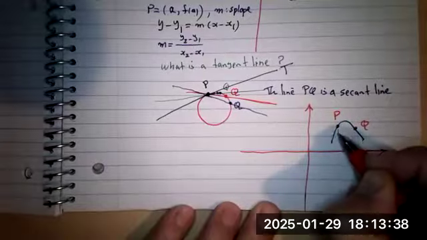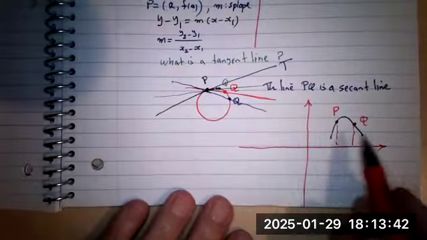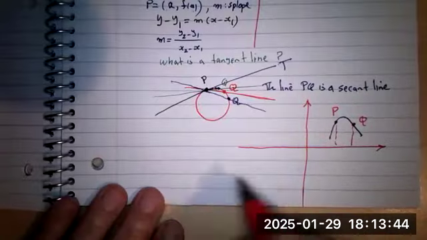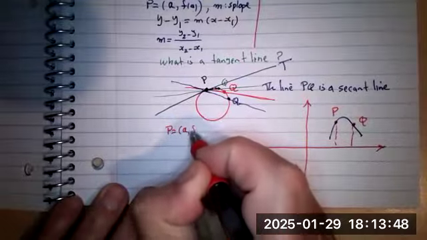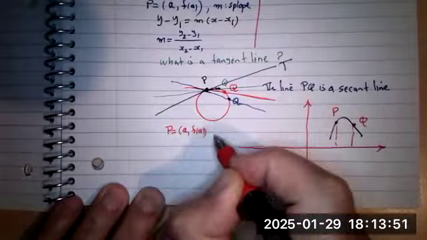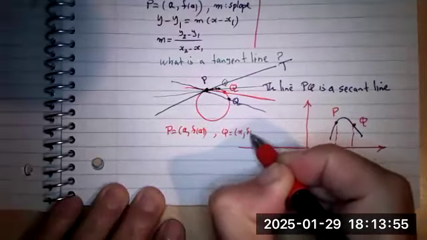So we have 2 points. This is P, this is going to be Q. So the coordinates of these points are going to be what? The point P is (a, f(a)), and the point Q is any point we like. It's (x, f(x)).